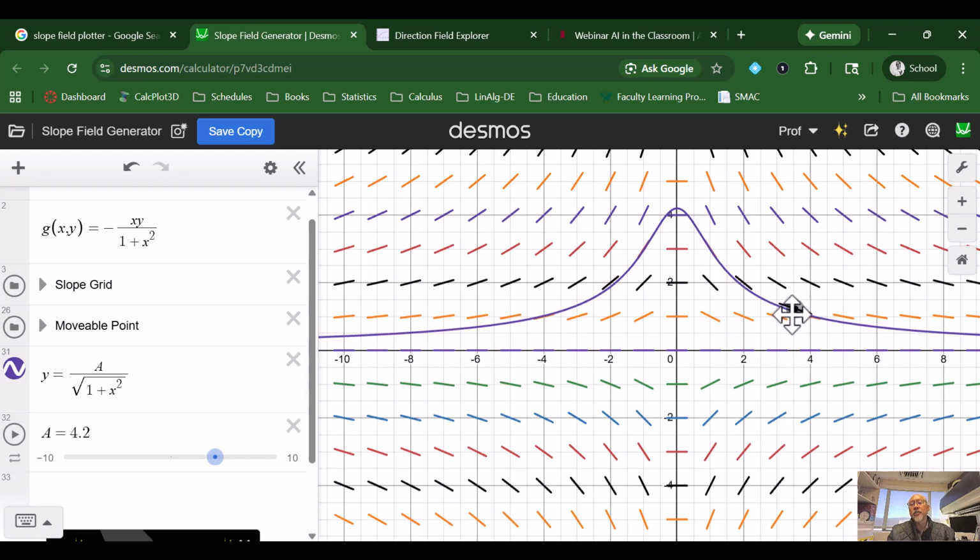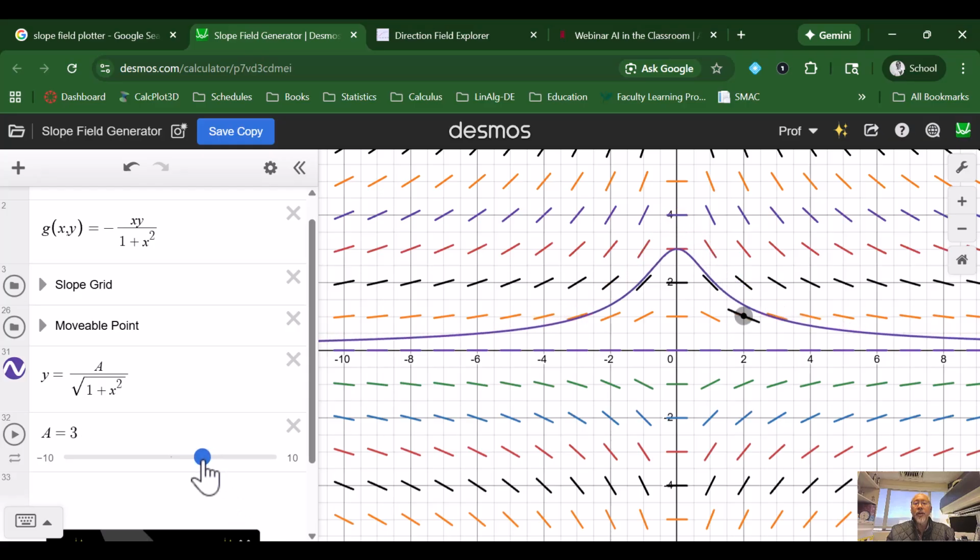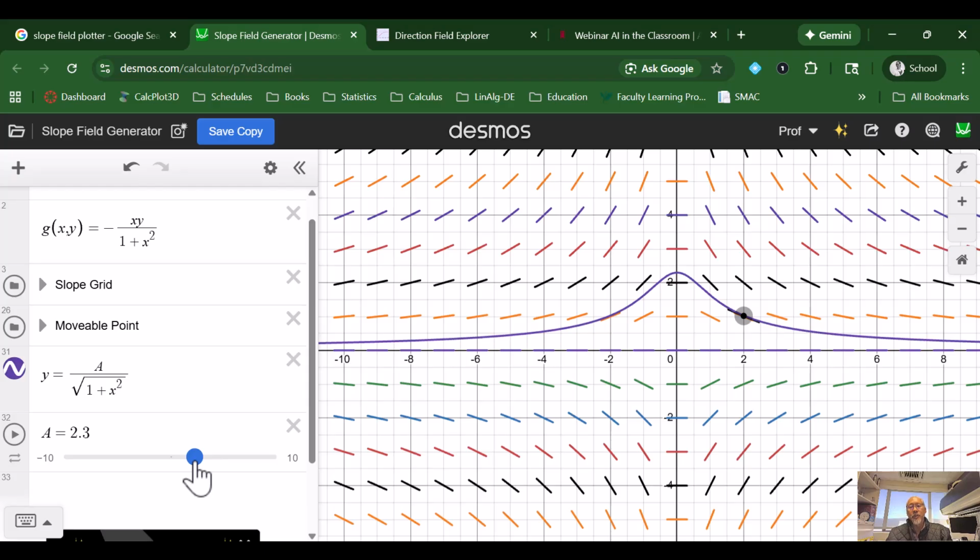So if you had an initial condition, say your initial condition was 2 comma 1, we're right here at the point 2 comma 1, we can find the a value so that the curve is going to be tangent at that point. So a is about 2.3. That's not precise, but it looks like it's close enough, and we would do our analysis on paper if we were going to continue doing that.